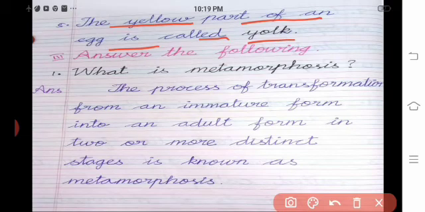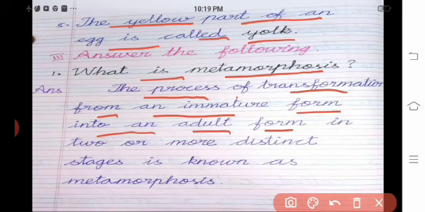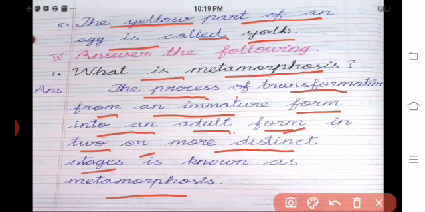Answer the following. What is metamorphosis? The process of transformation from an immature form into an adult form in two or more distinct stages is known as metamorphosis.